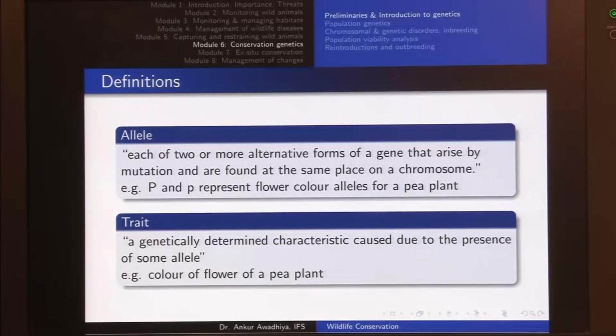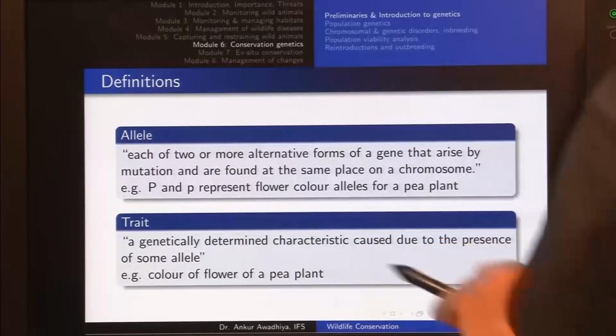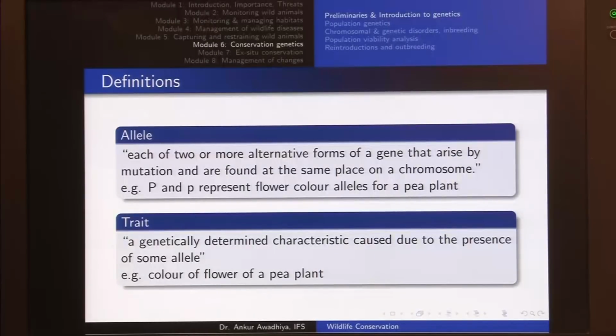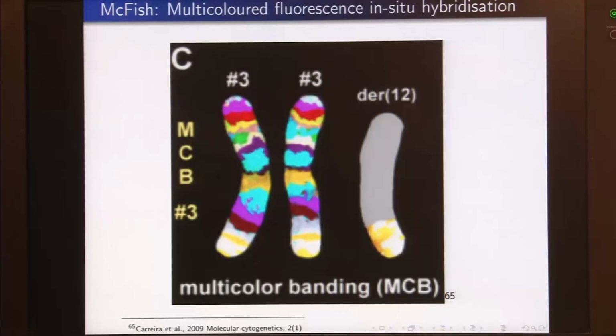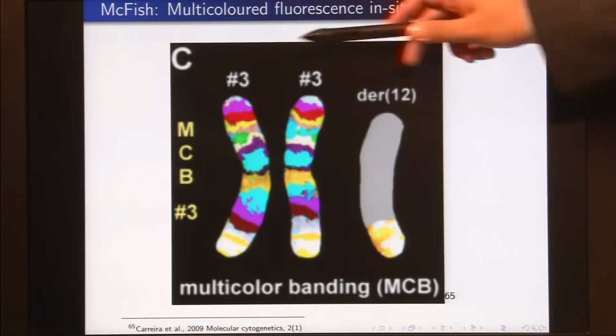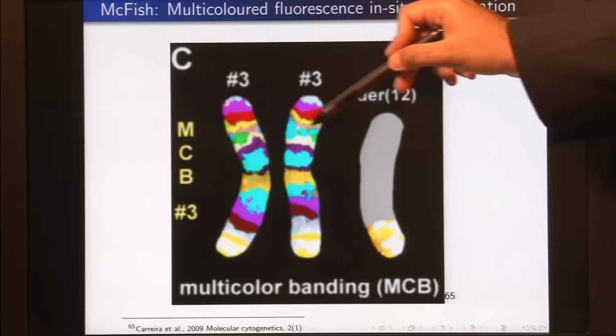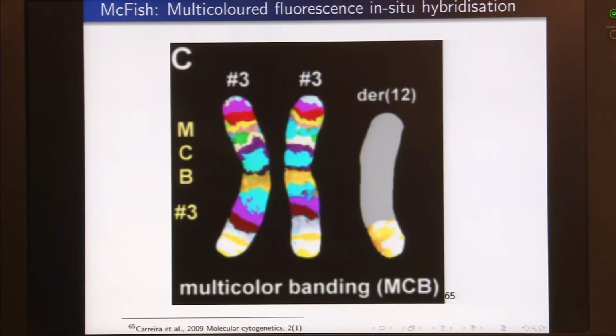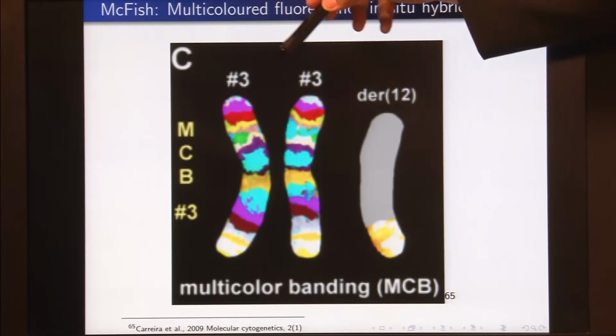Now next is trait. A trait is a genetically determined characteristic caused due to the presence of some allele. So these are 2 different ways of representing the same thing. The trait is the flower color of a pea plant, and this trait is caused by genes, and these genes come in different varieties which we call alleles. When we say that they are found in the same location, we can look at it using McFish. McFish stands for multicolored fluorescence in situ hybridization. Here we are looking at chromosome number 3, and in chromosome number 3, the areas that have the same or very similar sequences of nucleotides are represented by different colors.